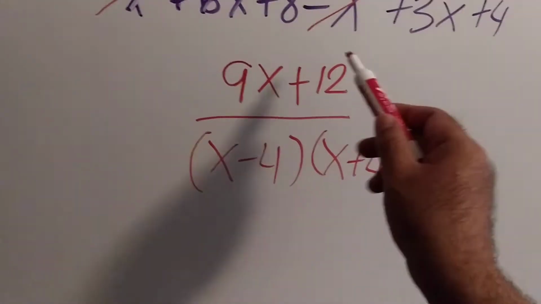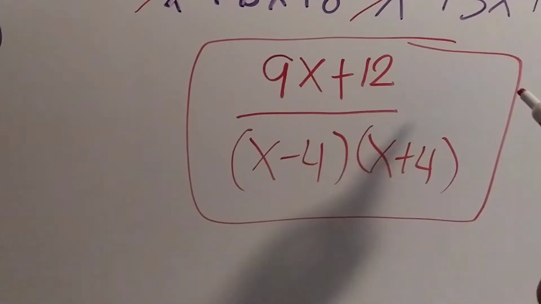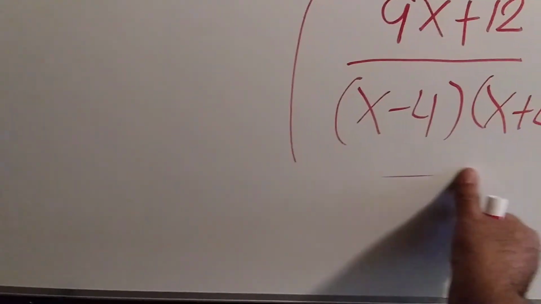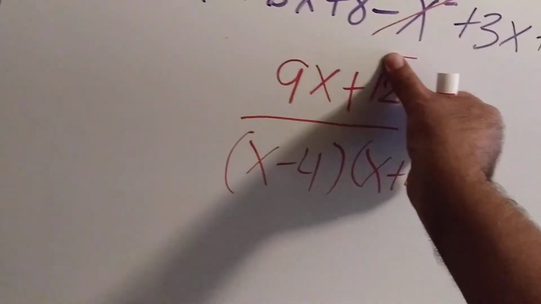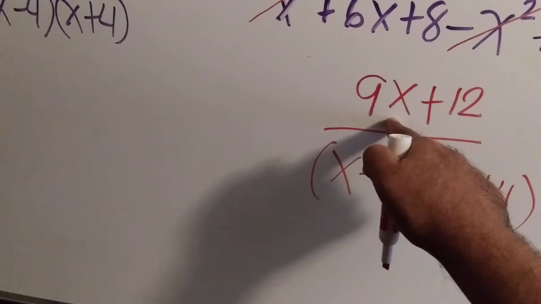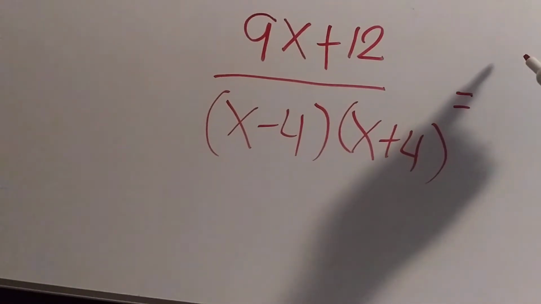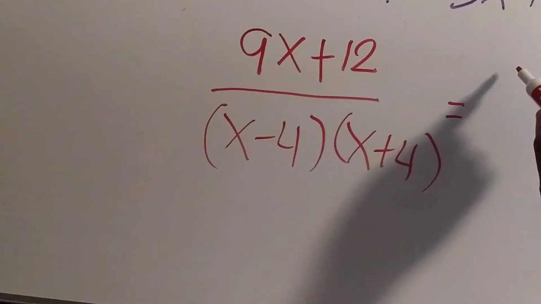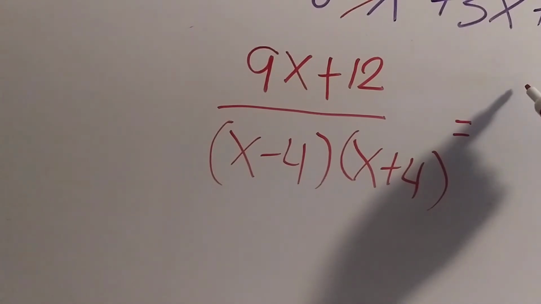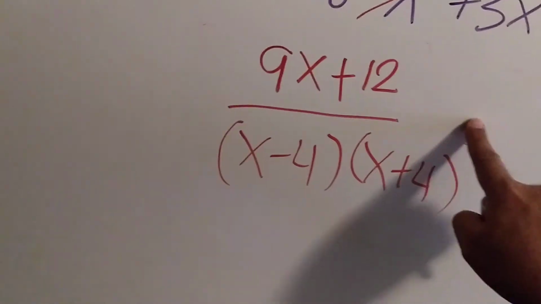Okay, so this would be our final answer. However, actually, no, I take it back. This wouldn't be the final answer. Is there anything that we can factor off of the top one? Yes, we can. We can factor out a 3 from this number up here. So then look, if you factor out a 3, it'll give you 3x plus 4, so you wouldn't be able to factor anything out. So no, never mind. I take it back. That is our final answer.